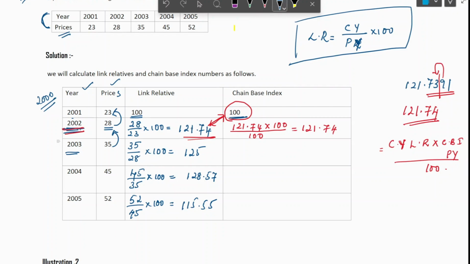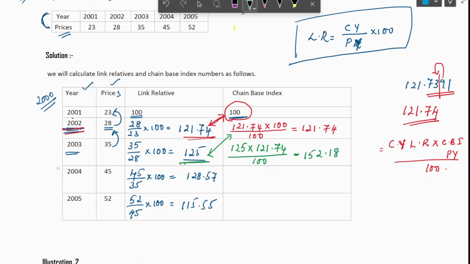Now see, what is the next? Next, you are calculating chain base index of 2003. At that time, you are going to consider this value as your current year link relative. That means you are multiplying this value into this column. This way it will go. That means 125 into, what is the previous year chain base index? We already calculated, that is 121.74 divided by 100. Multiply the numerator and divide by 100. You are going to get the answer, that is 152.18.